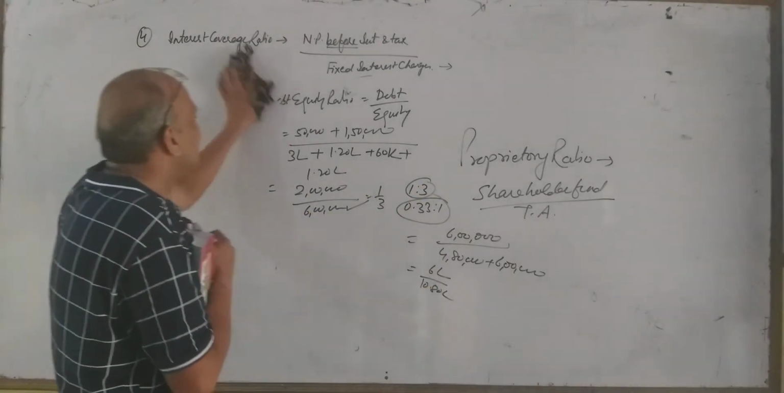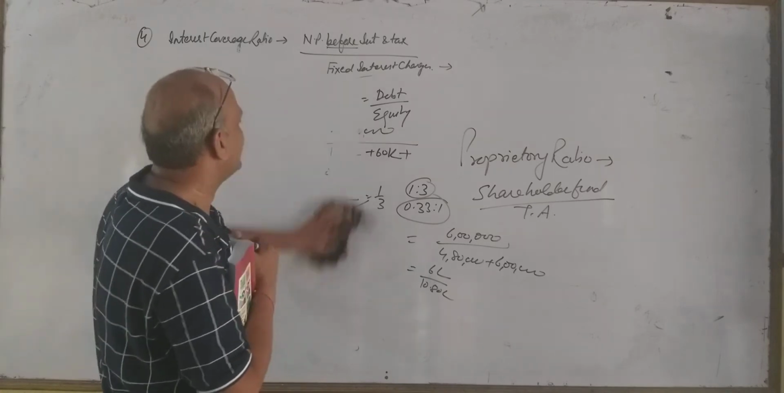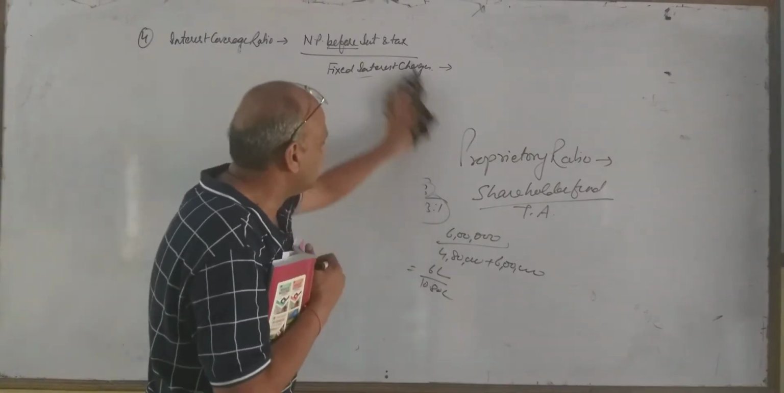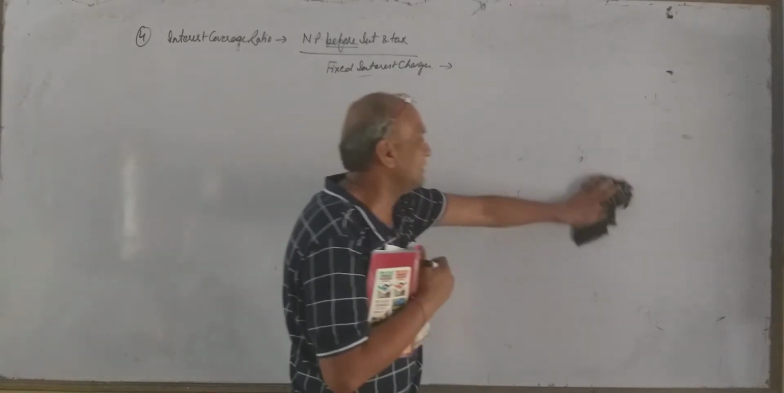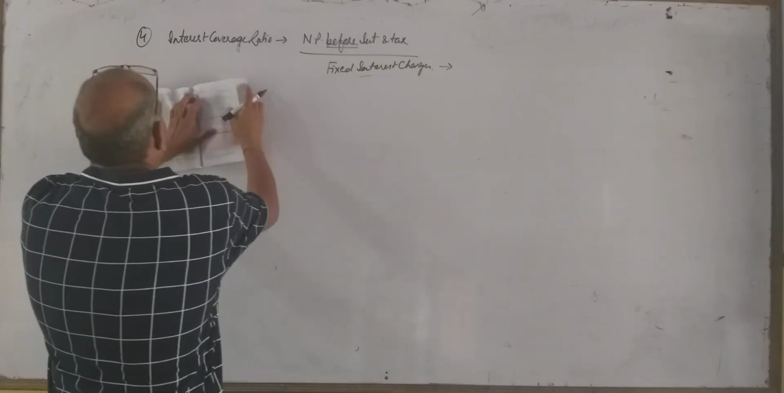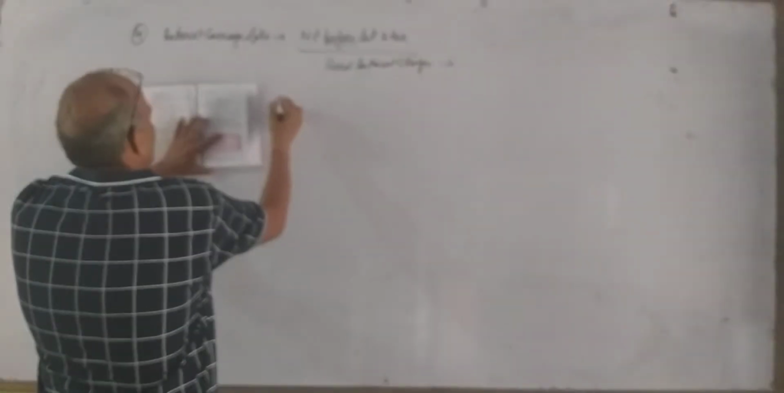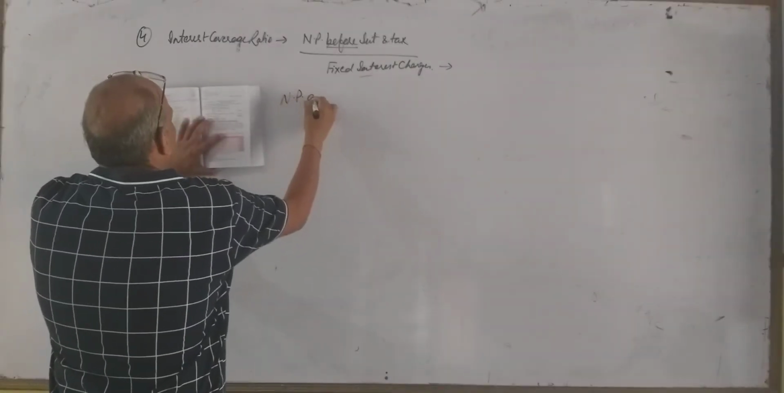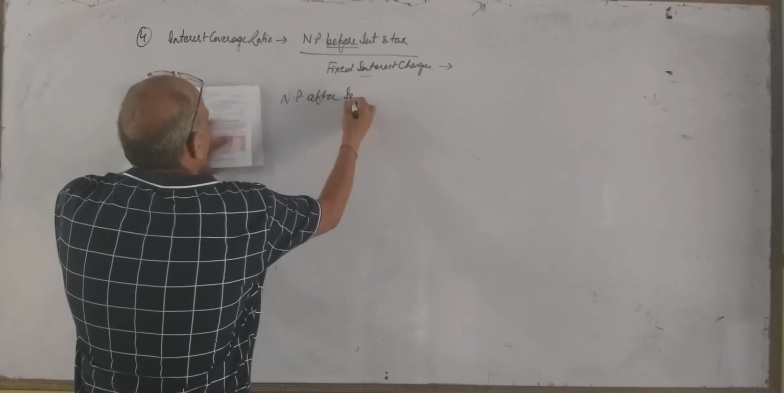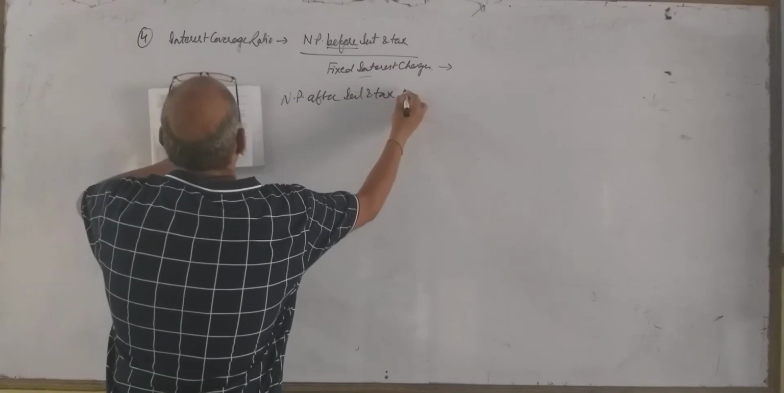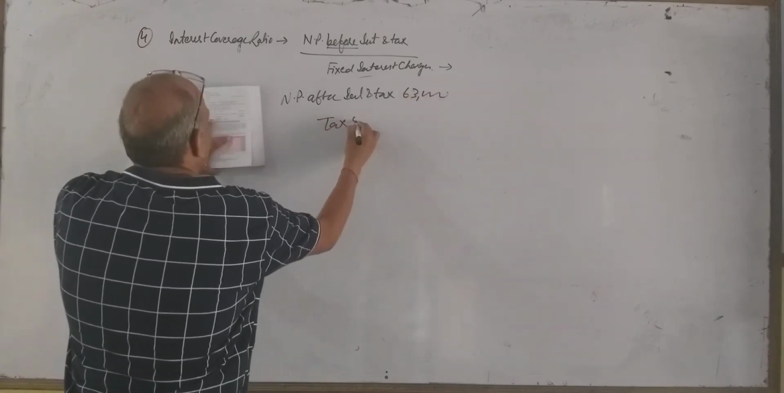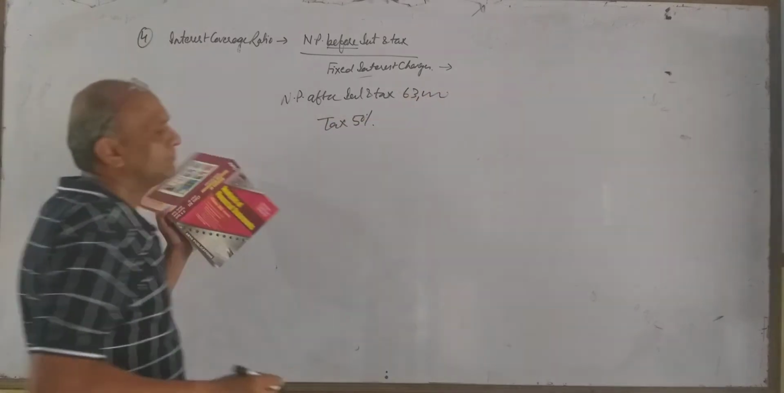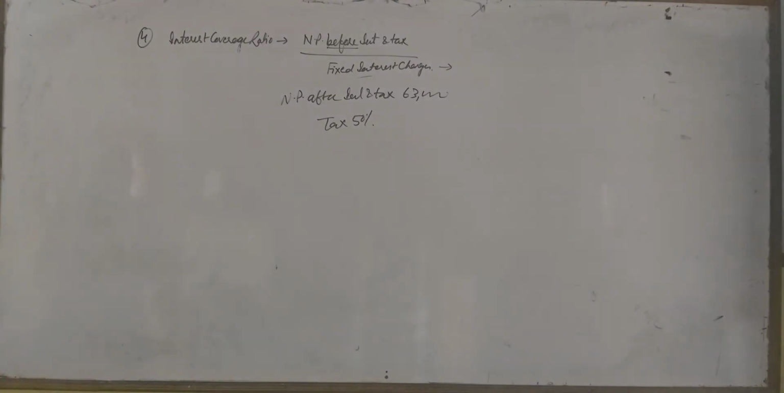Now the next sum is asking for interest coverage ratio. Interest coverage ratio, the sum is asking for the third item. Let us do it, sir. Interest coverage ratio, how to do it? We have given net profit after interest and tax is 63,000 and tax rate is 50%. So again same thing, my dear.